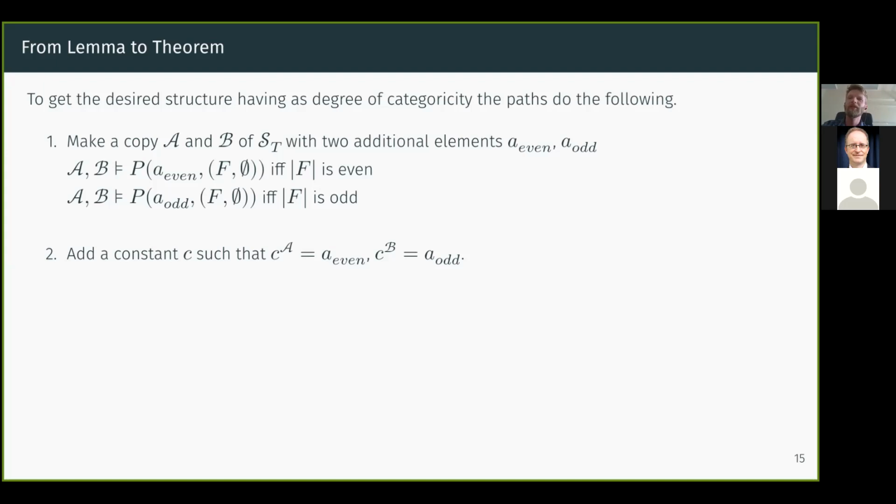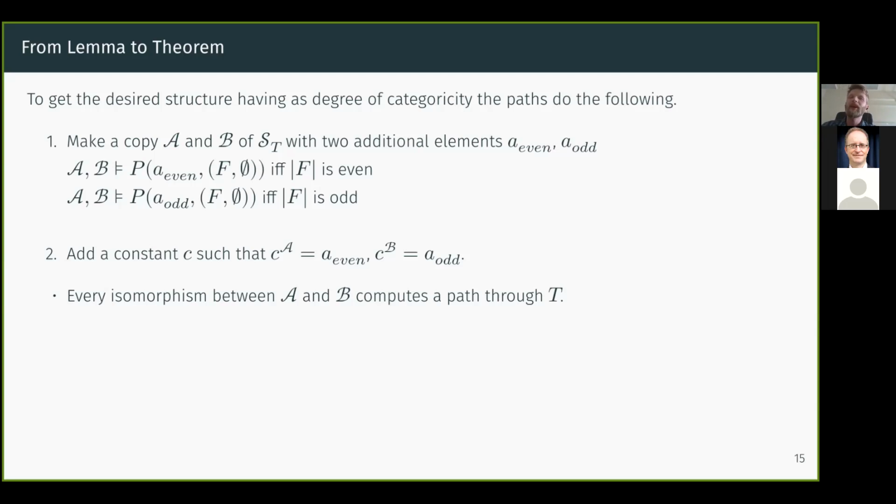And then we add a constant C to the language, and in A we let C map to A even, and in B we let C map to A odd. So what happens? Well, an isomorphism between A and B must map C of A to C of B. So in particular, it needs to swap even elements with odd elements in the hypergraphs attached to 0. So it must act non-trivially on the hypergraph attached to 0. And then this of course extends for all the extendable nodes by the same argument as before.